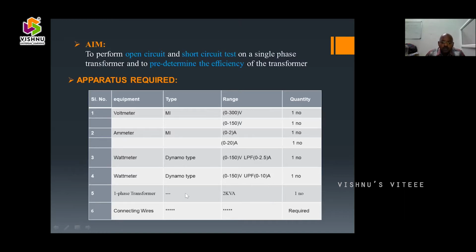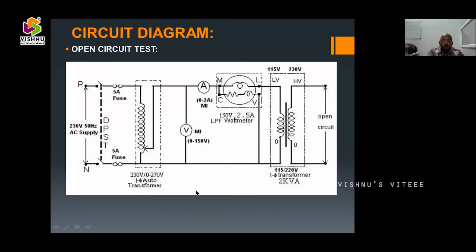So this is the rating of the single phase transformer prepared for conducting the OC and SC test on a transformer. And the last one is connecting wires for conducting the experiment. And coming to the circuit diagram.